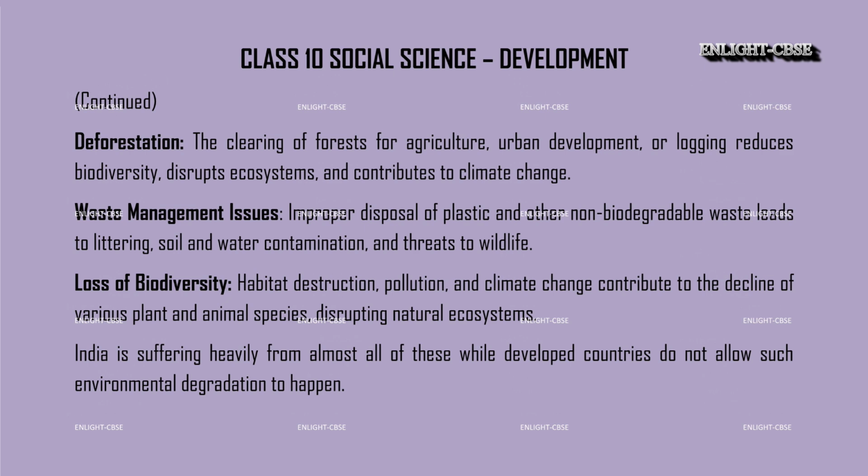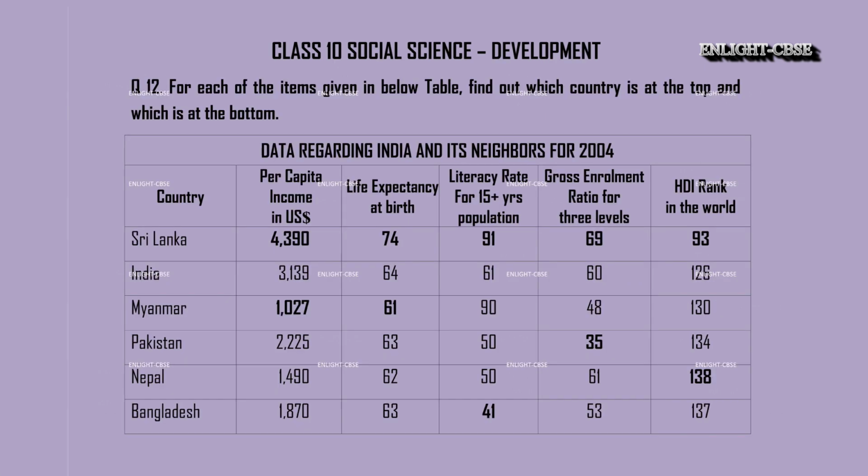to climate change. 6. Waste management issues. Improper disposal of plastic and other non-biodegradable waste leads to littering, soil and water contamination, and threats to wildlife. 7. Loss of biodiversity. Habitat destruction, pollution, and climate change contribute to the decline of various plant and animal species, disrupting natural ecosystems. India is suffering heavily from almost all of these while developed countries do not allow such environmental degradation to happen.